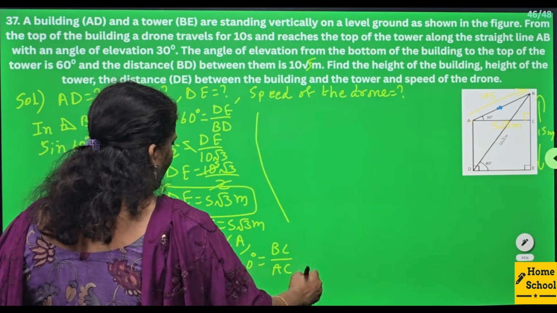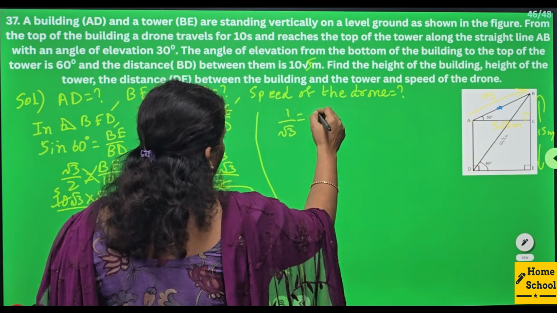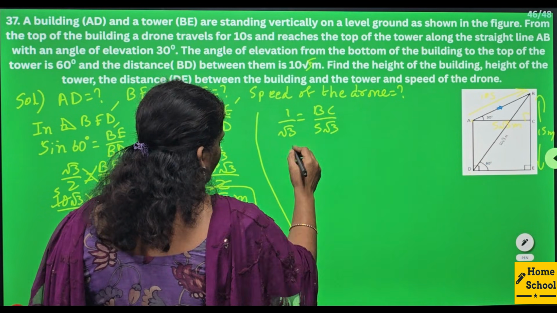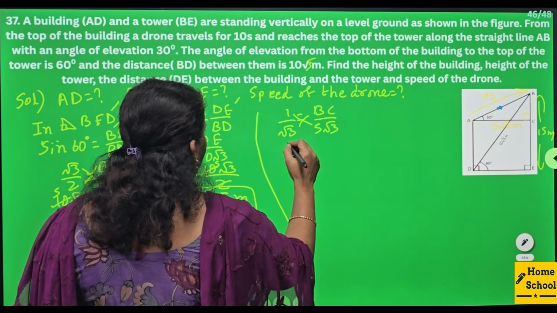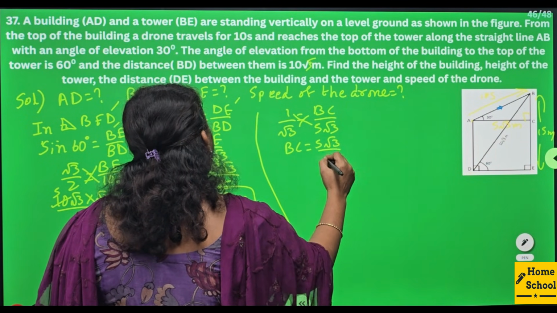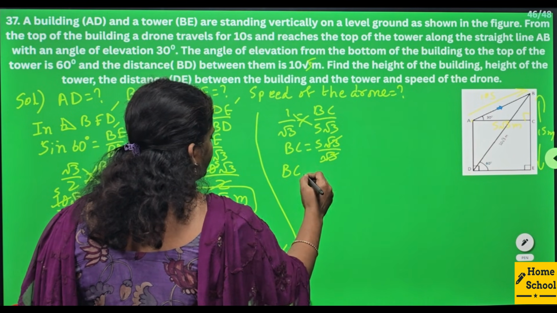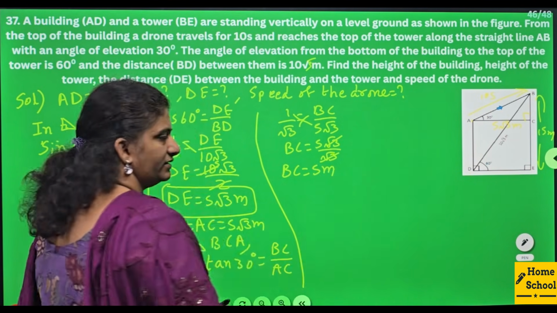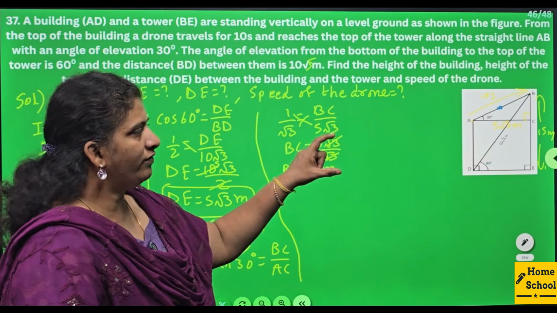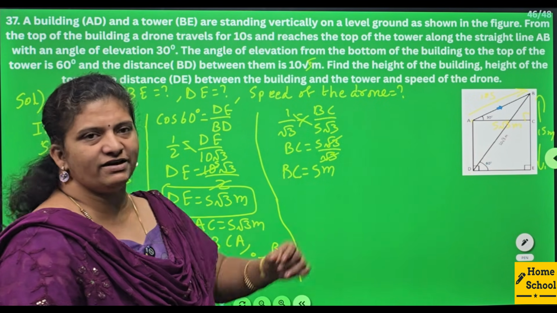Tan 30 value is 1 by root 3. BC, we don't know BC. AC, 5 root 3. Cross multiply. BC is equal to 5 root 3 by root 3. Root 3 cancels. BC is equal to 5 meters. Now we got BC is equal to 5 meters. If you are able to find what CE is, already we know if BC is 5, CE will be 10.